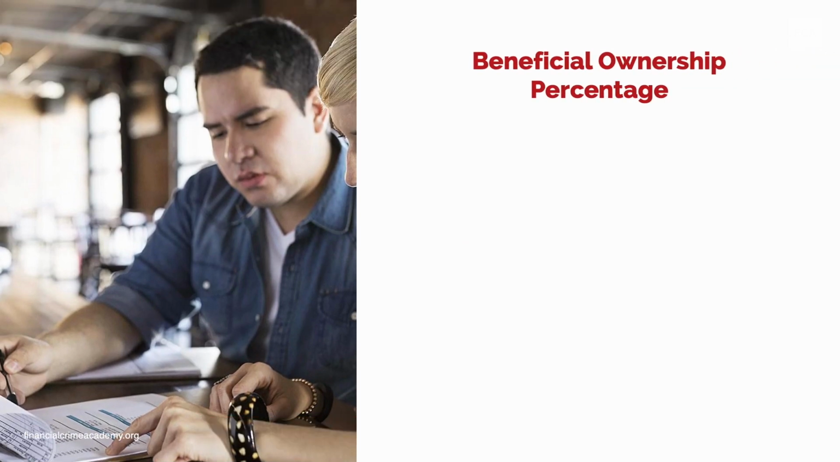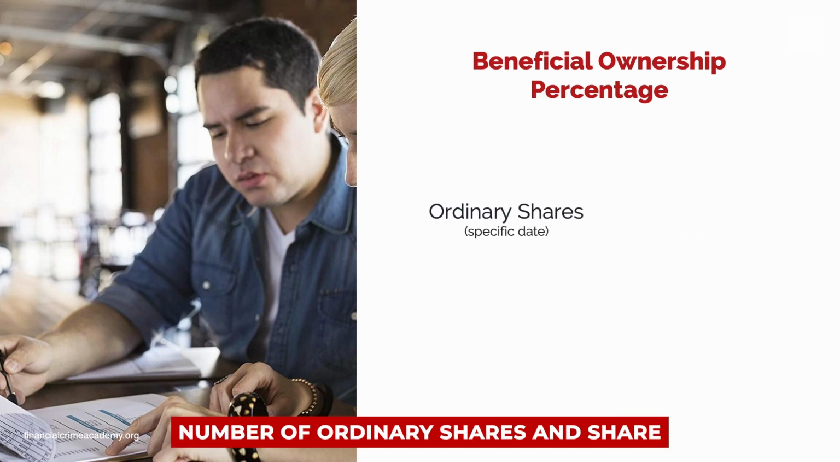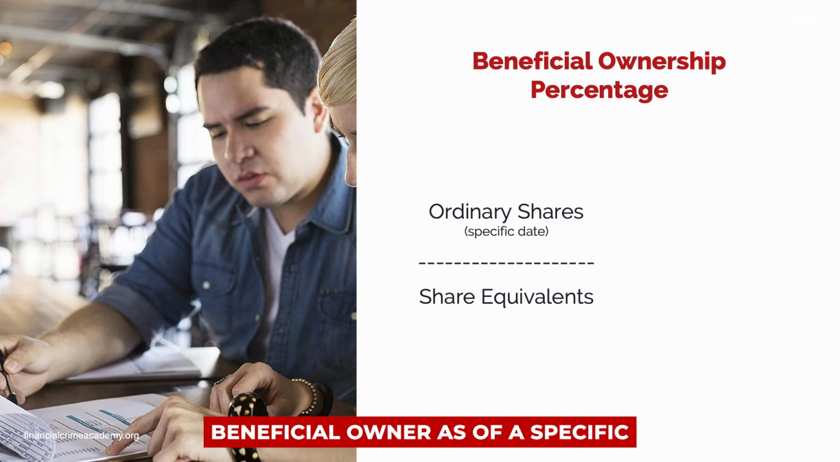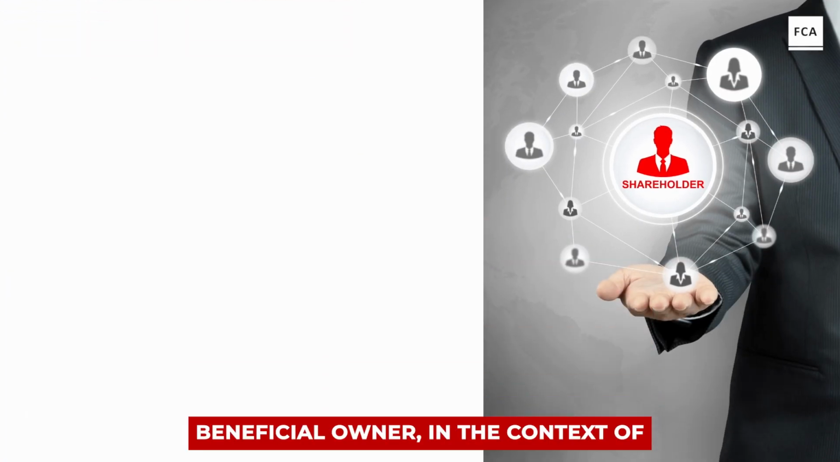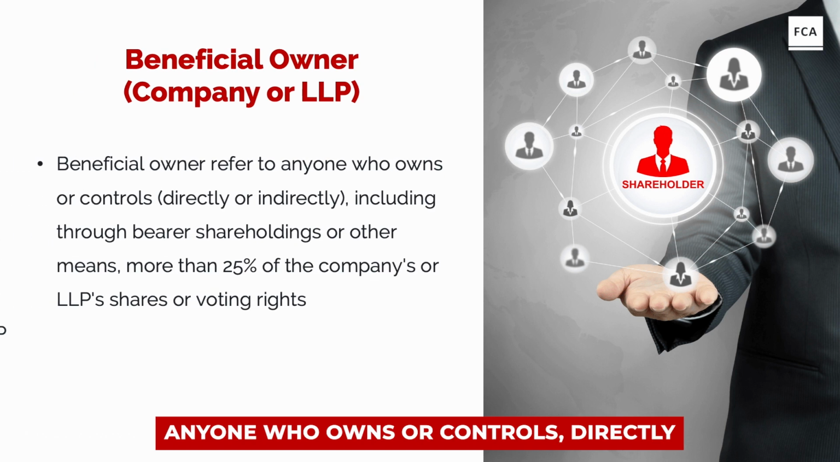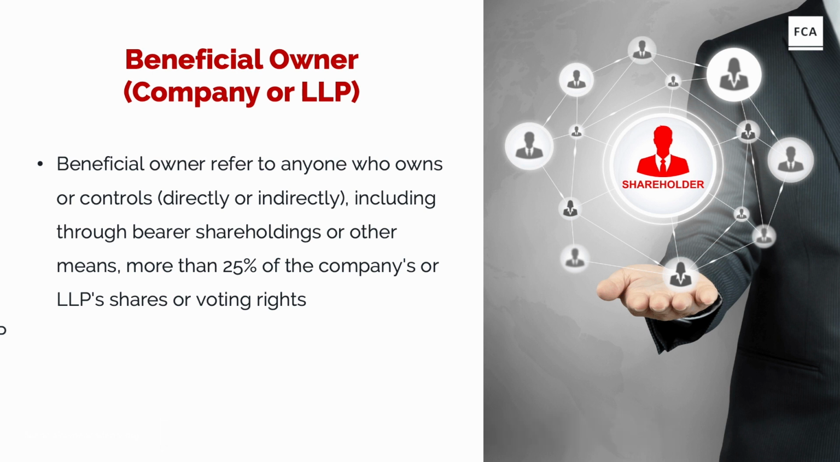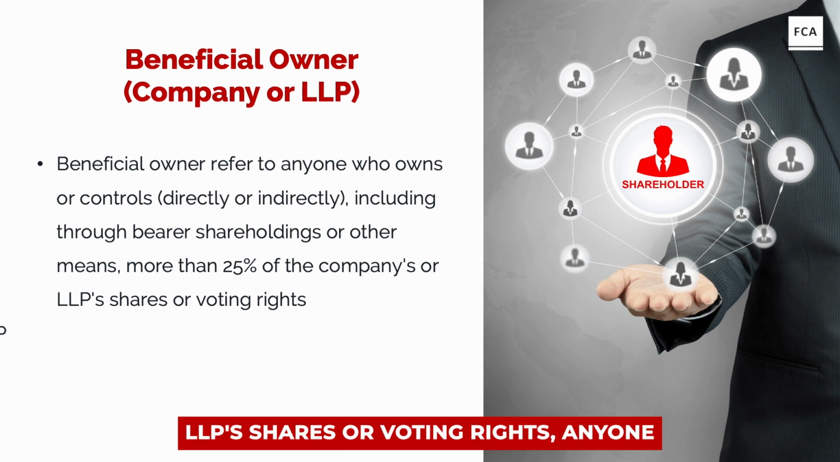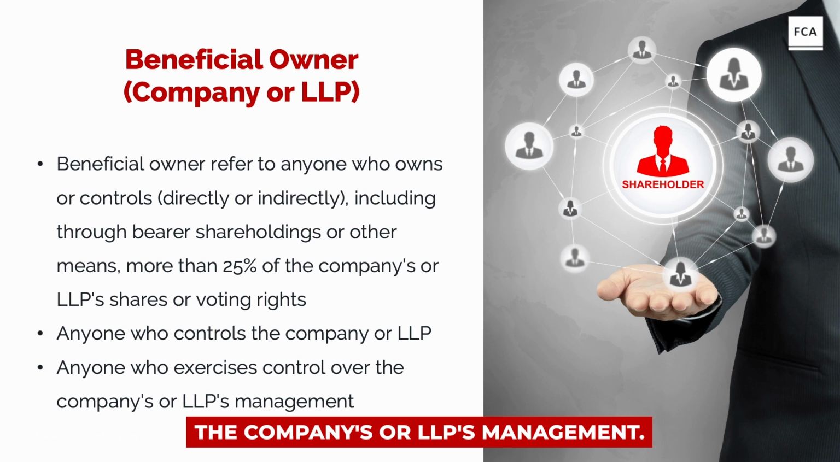Beneficial ownership percentage. Beneficial ownership percentage is calculated by dividing the number of ordinary shares and share equivalents of which a person is a beneficial owner as of a specific date by the total number of ordinary shares outstanding at that moment. Beneficial owner in the context of a company or LLP can also refer to anyone who owns or controls, directly or indirectly, including through bearer shareholdings or other means, more than 25% of the company's or LLP's shares or voting rights, anyone who controls the company or LLP, or anyone who exercises control over the company's or LLP's management.